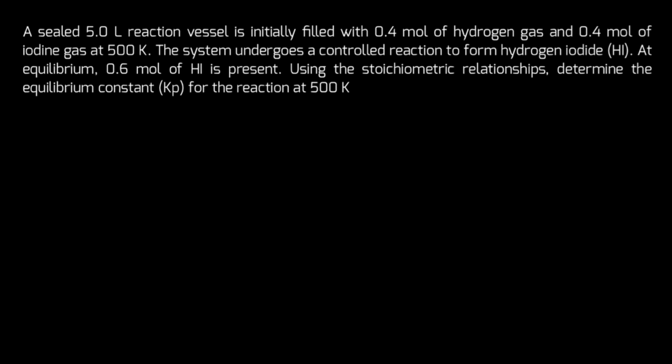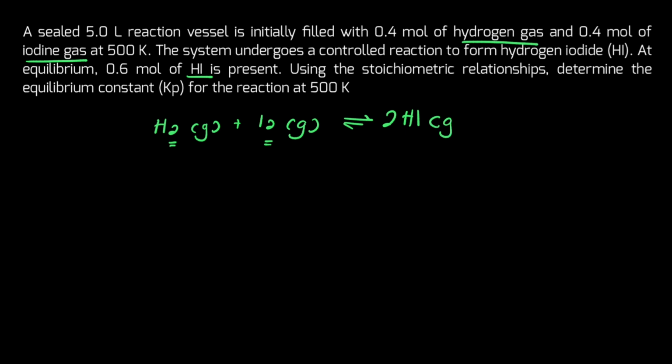Alright, so the first step to answer this question is to write a balanced equation for the reaction. The reaction is between the hydrogen gas and the iodine gas. So hydrogen gas plus the iodine gas will produce the hydrogen iodide. We need to balance it because you have 2 hydrogen and 2 iodine here, so we just have to put 2 around here.